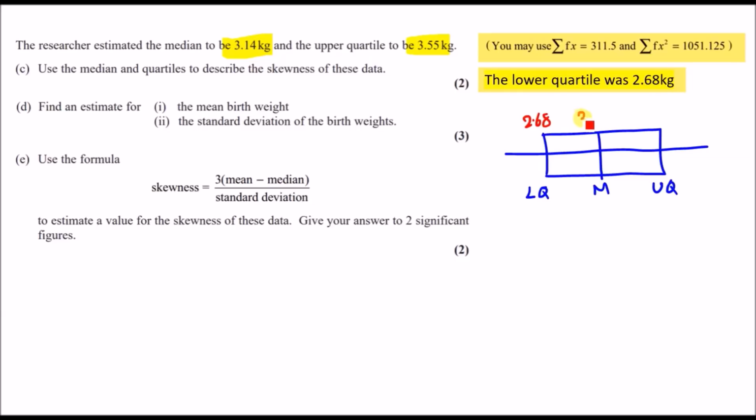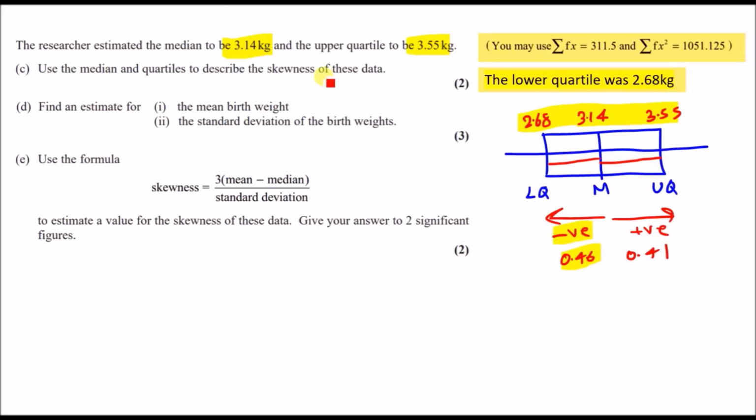So put that there. And now all you have to do is ask yourself, which side is heavier, the left side difference or the right side? If the left side is heavier, then it's negatively skewed. If the right side is larger, then it's positively skewed. Subtracting the difference between these two, we should get a value of 0.46. So that's the width of the block. But subtracting 3.14 and 3.55, we should get a difference of 0.41. So clearly we can see that the left side is heavier, so it's negatively skewed. So we just write negatively.